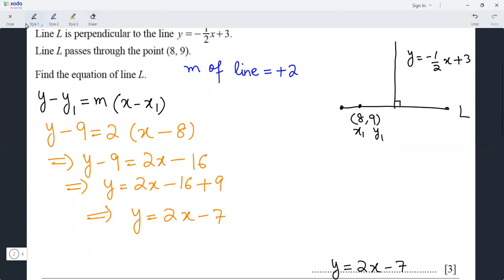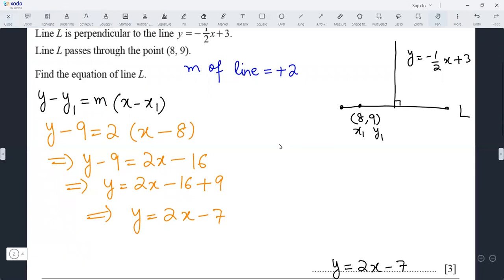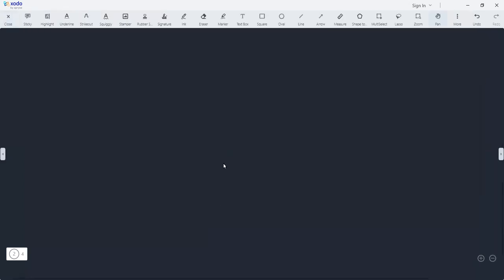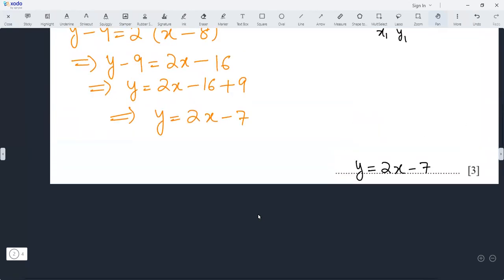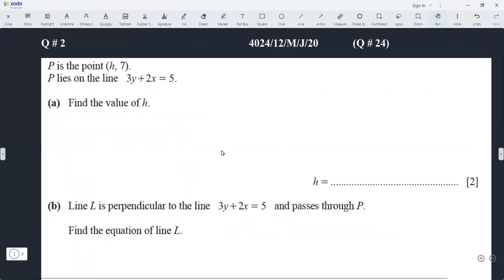Now we are going to discuss the second type of question. In this type of question, point P is given and h is unknown. That is the x coordinate of point P, and P is lying on the line 3y plus 2x equals 5. How can we find the value of h? It's quite easy, not difficult.